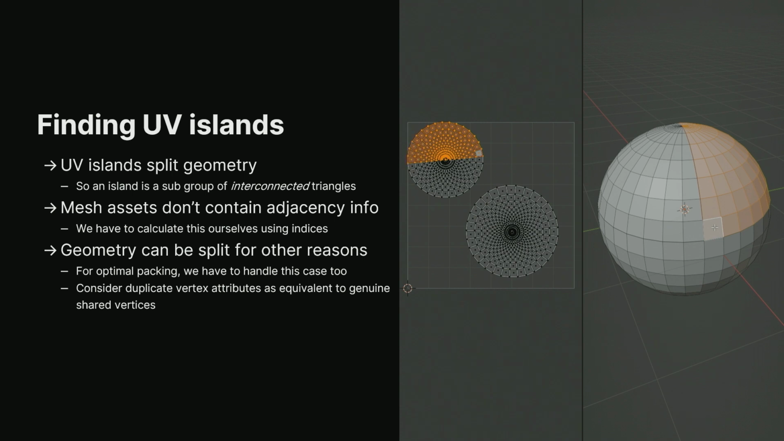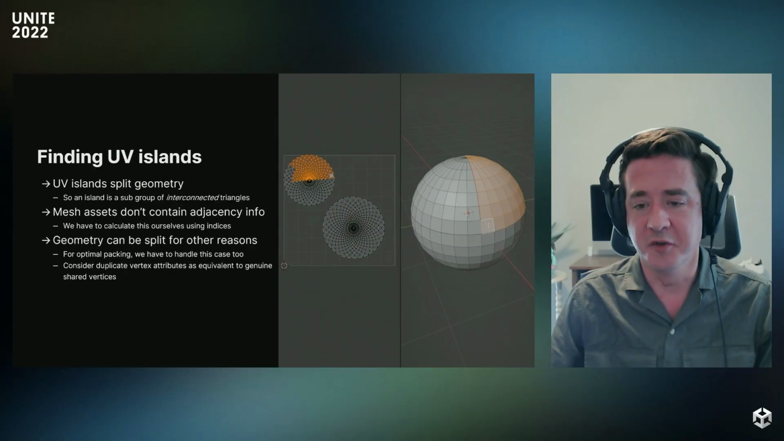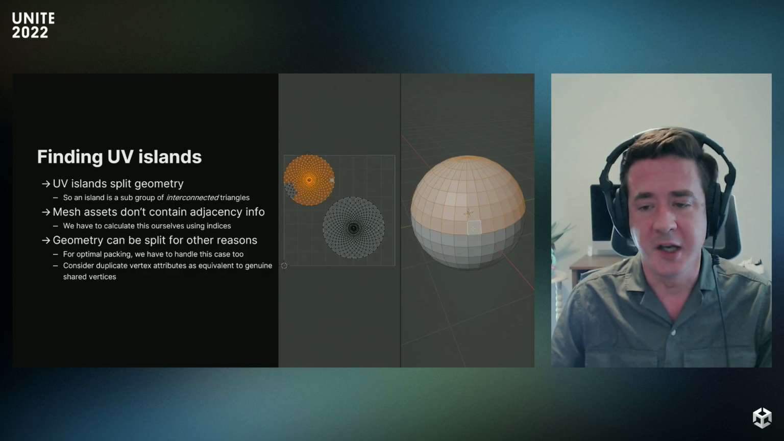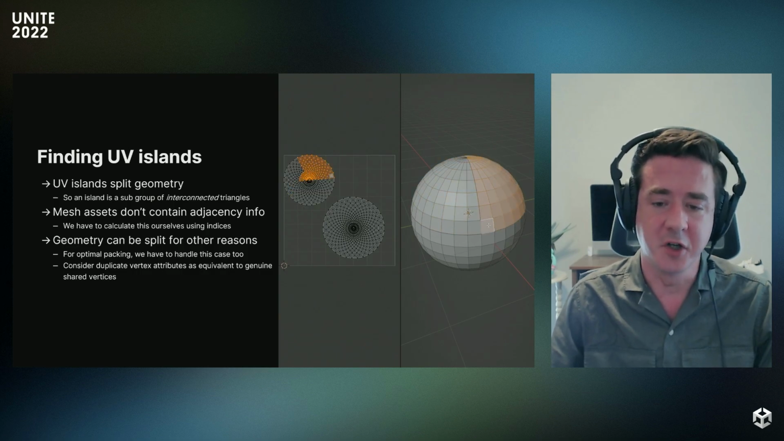The problem with that, of course, is geometry can be split for reasons other than the UV layouts itself. So taking the previous example, we've now split the top part of the sphere. And as you notice with our previous trick, now it's only giving us half of the UV island because the geometry itself is actually split. So we really need to handle this case as well so that packing is optimal. And the way we do this is we just look for identical vertex attributes and consider those to be essentially shared indices.